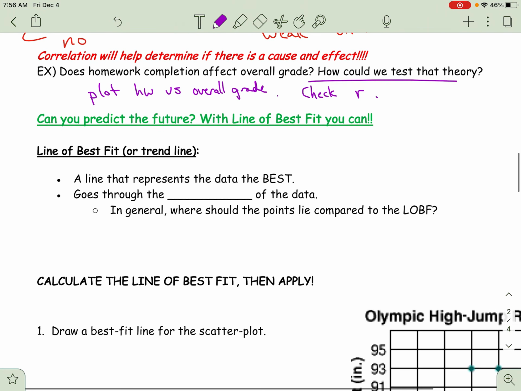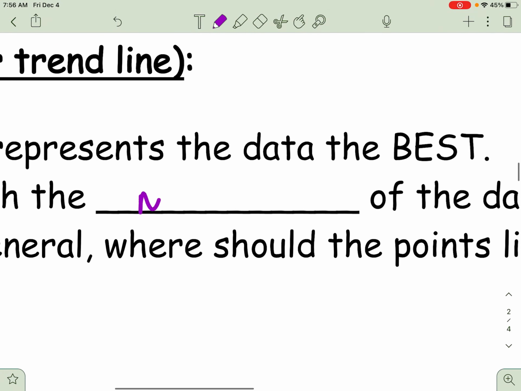Next, okay, can you predict the future? Well, with the line of best fit, you can. I know, so you've always wanted to be able to predict the future, right? Well, line of best fit, you can do basically just that. Line of best fit is where you're looking at a scatter plot and you draw a line that best represents the data. It typically goes through the middle of the data.